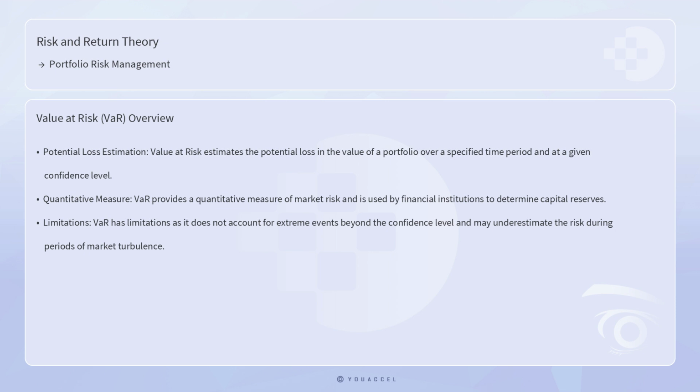Value at risk is another widely used risk management tool that estimates the potential loss in the value of a portfolio over a specified time period and at a given confidence level. VAR provides a quantitative measure of market risk and is used by financial institutions to determine capital reserves and manage exposure to market fluctuations. However, VAR has its limitations, as it does not account for extreme events beyond the confidence level and may underestimate the risk during periods of market turbulence.